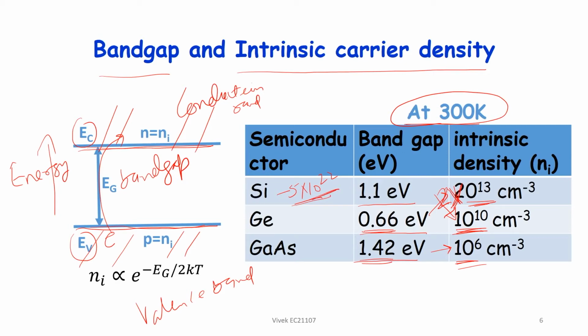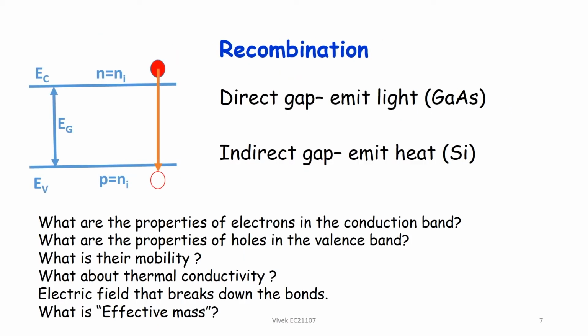Okay. Now, how do we get these carriers? There are various mechanisms going on in the semiconductor. One is of course generation by thermal excitation. An electron can go from the valence band to the conduction band. Another is recombination. An electron in the conduction band can come down to the valence band and fill a gap. Now this gap where there is no electron is called a hole, right?